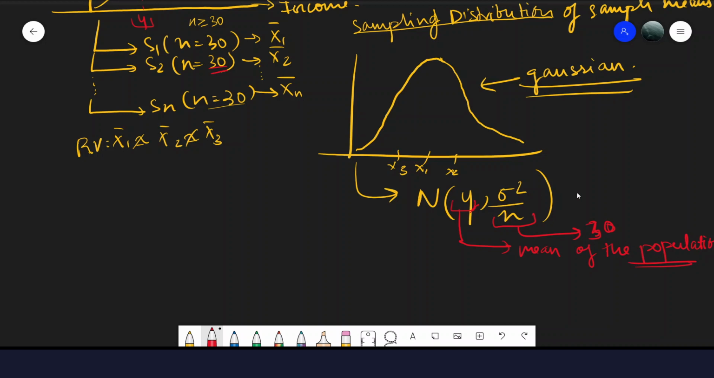And this is the variance. So the standard deviation is nothing but sigma by square root of n. That's the standard deviation. And so this is all that the central limit theorem is about. And yeah, I'll stop it here.